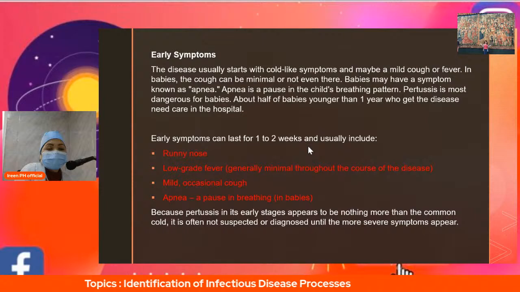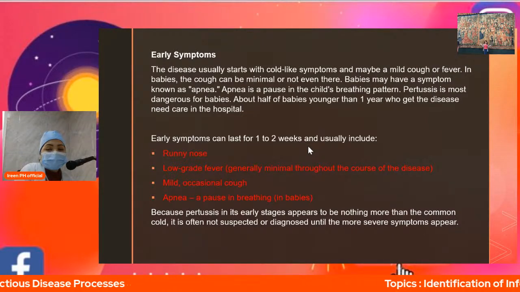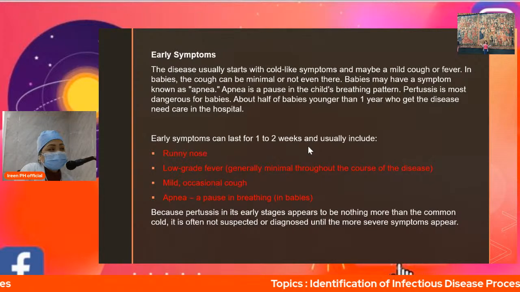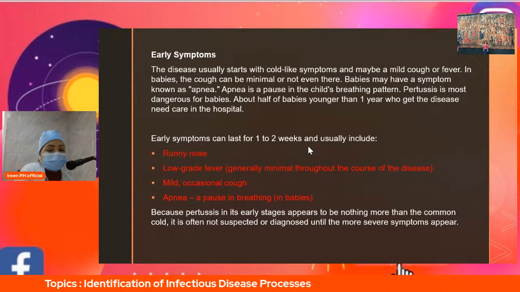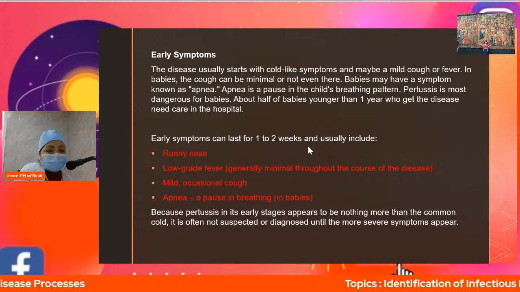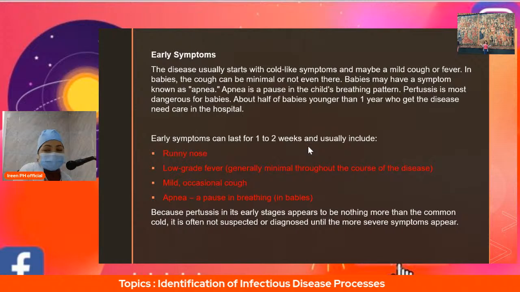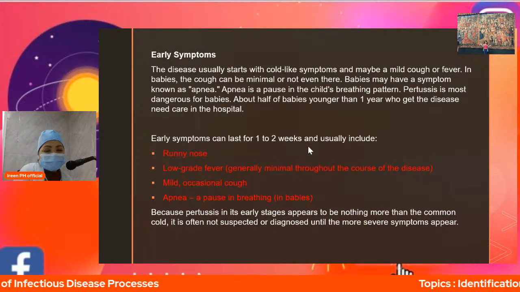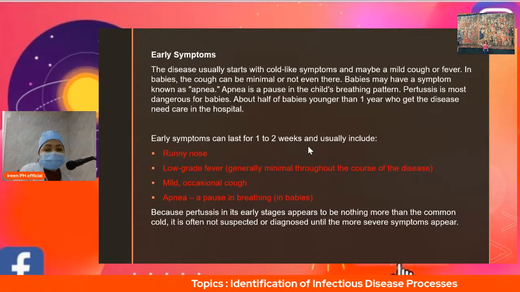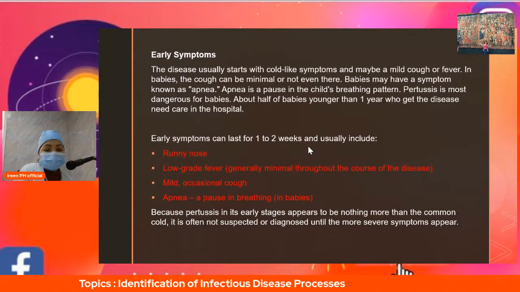The early symptoms. The disease usually starts with cold-like symptoms and may be a mild cough or fever. In babies, the cough can be minimal or not even there. Babies may have symptoms known as apnea. Apnea is a pause in the child's breathing pattern. Pertussis is most dangerous to babies. About half of babies younger than 1 year who get the disease need care in the hospital.